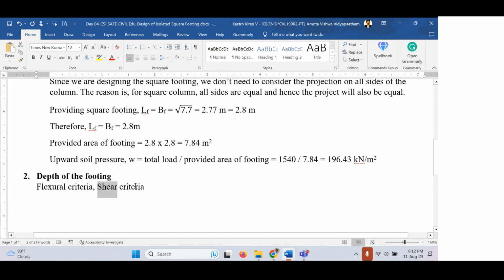After that, we will check for the shear criteria. That is, check for one-way shear and two-way shear. That we will see in the end. So first, let us calculate the depth of the footing based on flexural criteria.